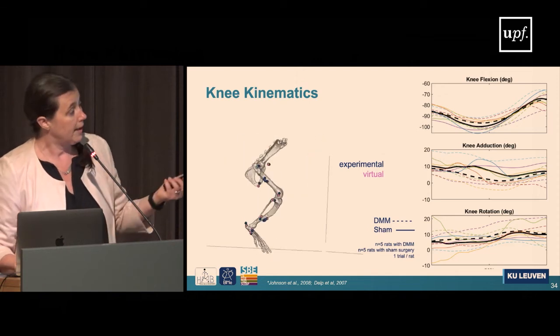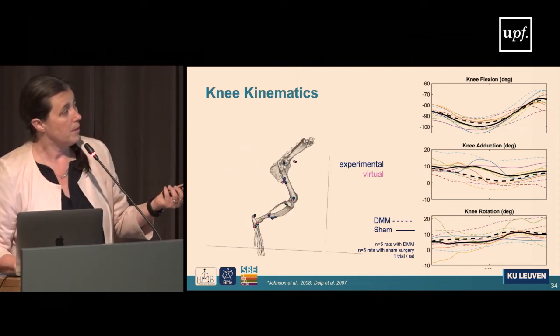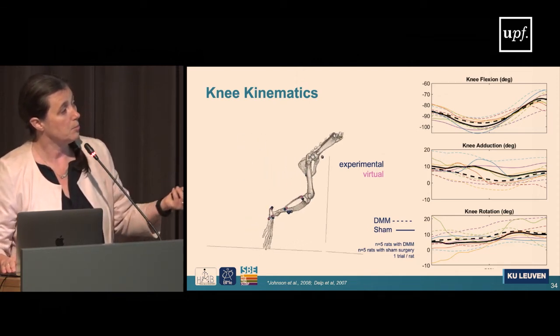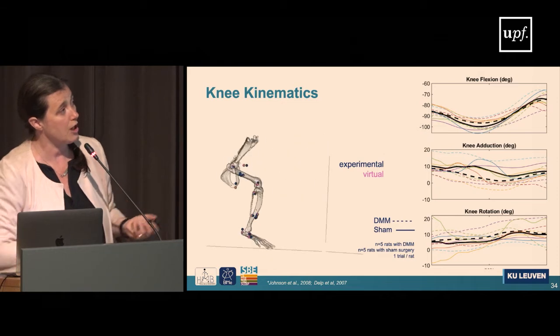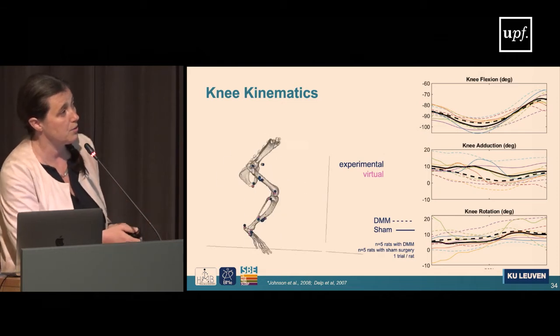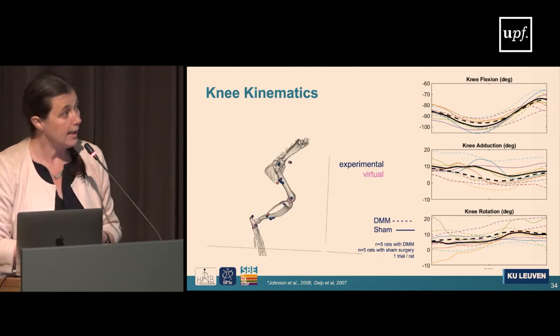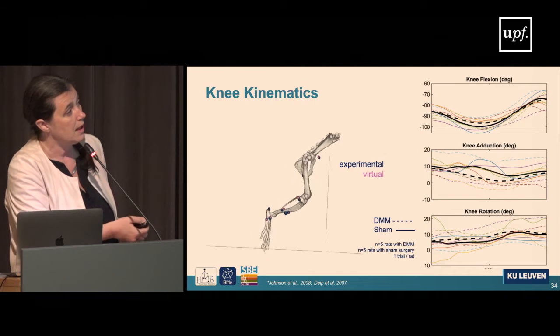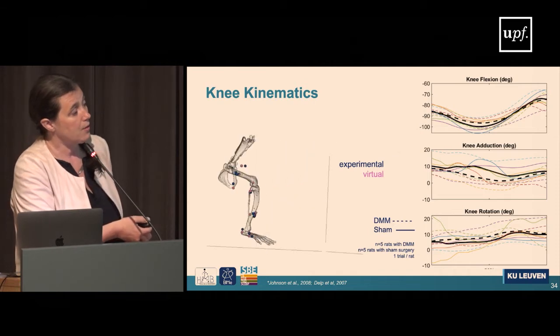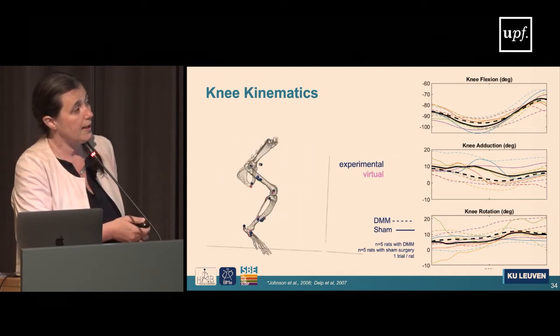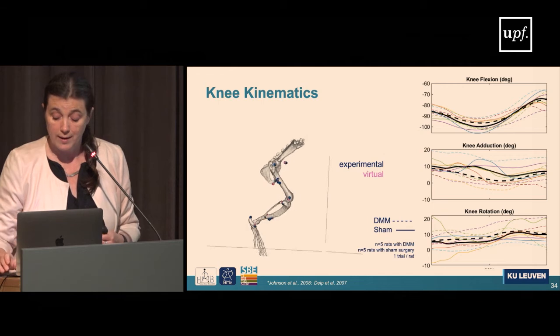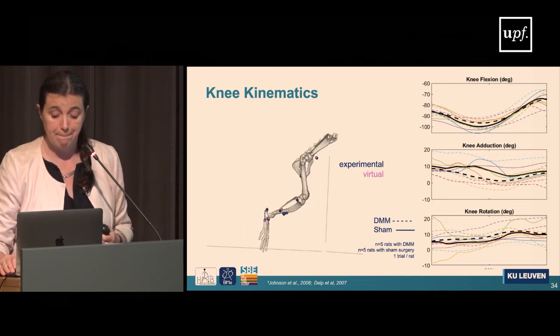So combining our experimental markers with the musculoskeletal model, we can now look at changes in the different degrees of freedom of the knee. And for instance, we can see that indeed the abduction is different in the rats that have been treated with the DMM.